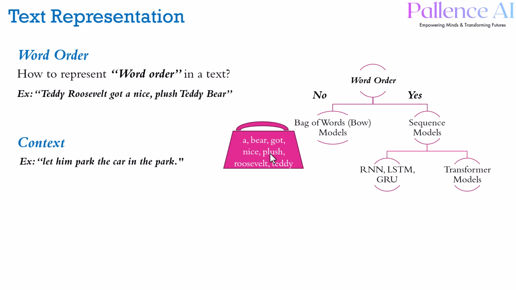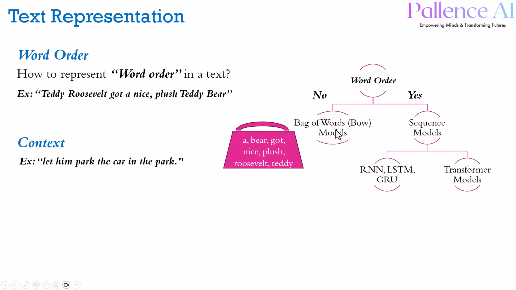Context, again, in the previous sentence you can see that Teddy, depending upon where it is occurring, has a different meaning. Before Roosevelt, it has one meaning. Immediately before Bear, it has a different meaning. Just to show you another example, look at this sentence: Let him park the car in the park. Again, the same word park can have different meanings depending upon where it is occurring. This is the context I'm talking about.